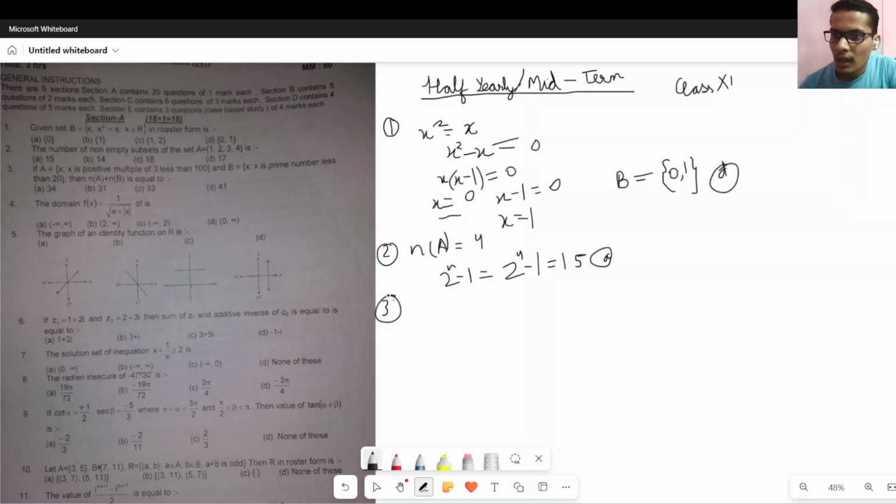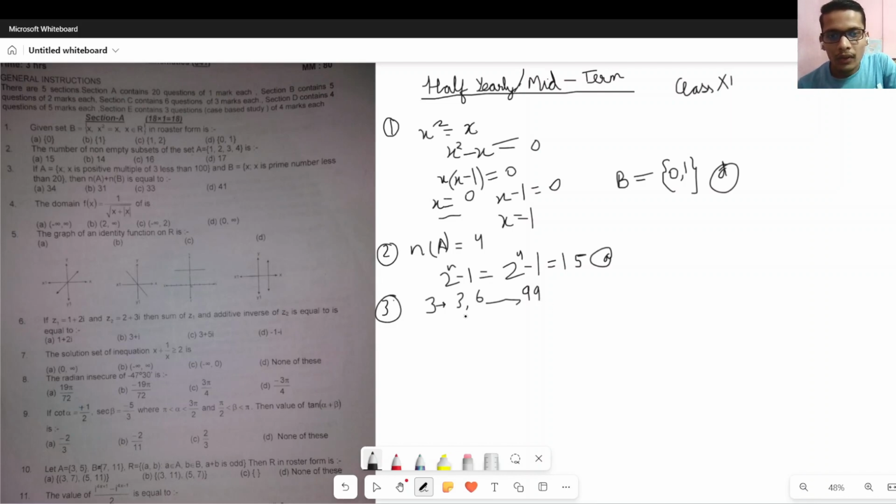The third question says if A equals the set of x such that x is a positive multiple of 3 less than 100, and B is the set of x such that x is a prime number less than 20, then find the number of elements in A plus the number of elements in B. Alright, so in the first set, there are the positive multiples of 3 less than 100. Multiples of 3 start from 3 itself, then 6, and it goes up to 99. Because 99 is the last multiple of 3 that is less than 100.